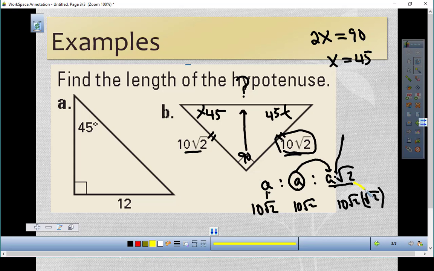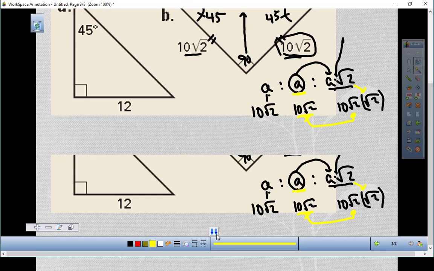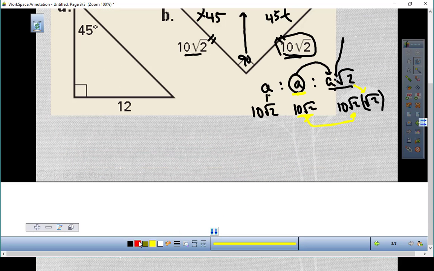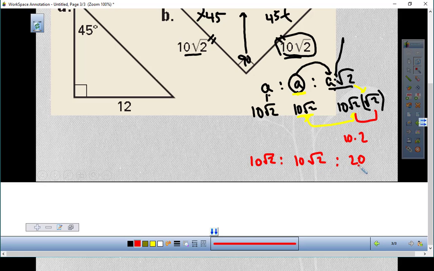You see there's this square root 2. The A, you said, was 10 square root 2. It's the same exact thing right here. Does that make sense? Okay, so now we just need to simplify things a little bit. In this case, square root 2 times the square root of 2 is 2. And we multiply it by 10, we get 20. Okay, so then the ratio looks like this. It looks like 10 square root 2, 10 square root 2, and then this side over here is 20.